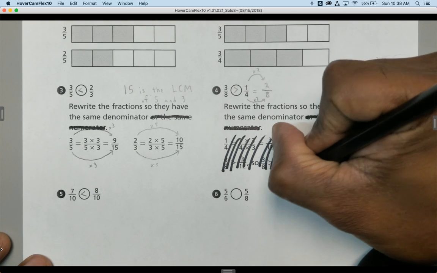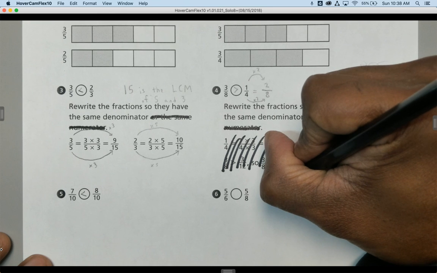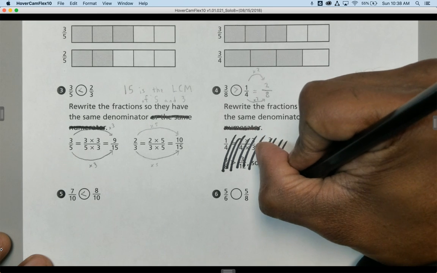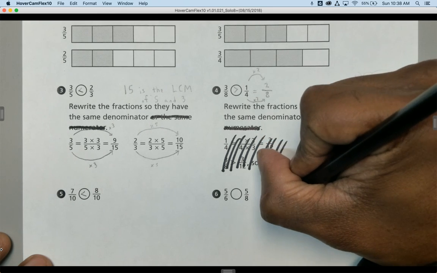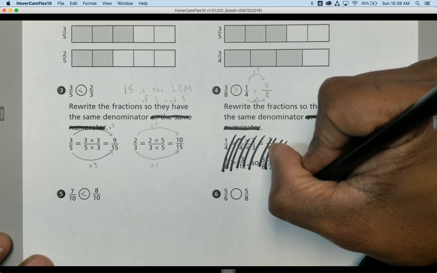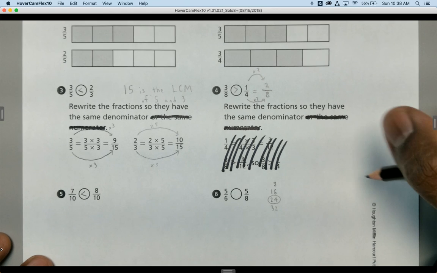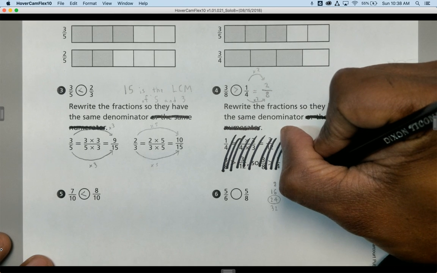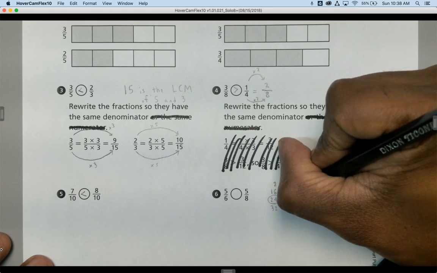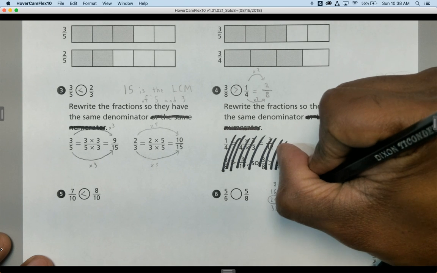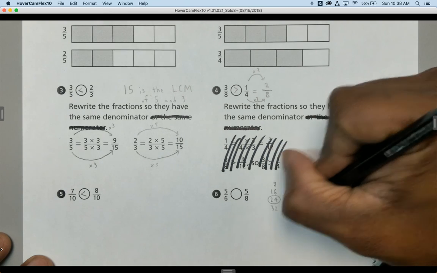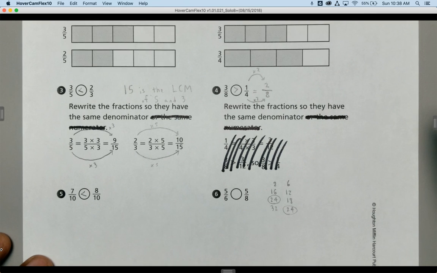8, 16, 24, 32. Wait a minute, Mr. Verbacher. Ding, ding, ding, ding, ding. 24 works, because if we also made a list of the multiples of 6, 6, 12, 18, 24, we would see that 24 is the lowest common multiple that they both share.